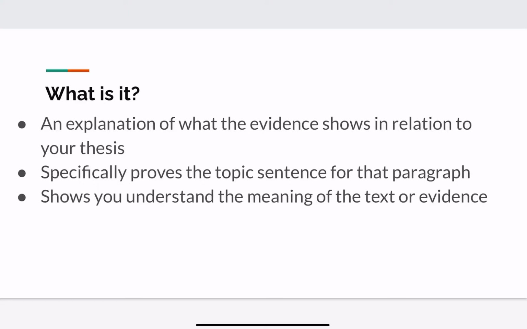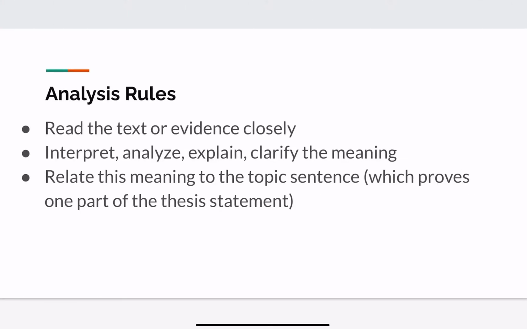Again, this analysis for that paragraph will show that you understand the meaning of the evidence. So you need to read carefully to see what the evidence shows. One of the key things is close reading. So read it over and over again until you get every nuance out of it.